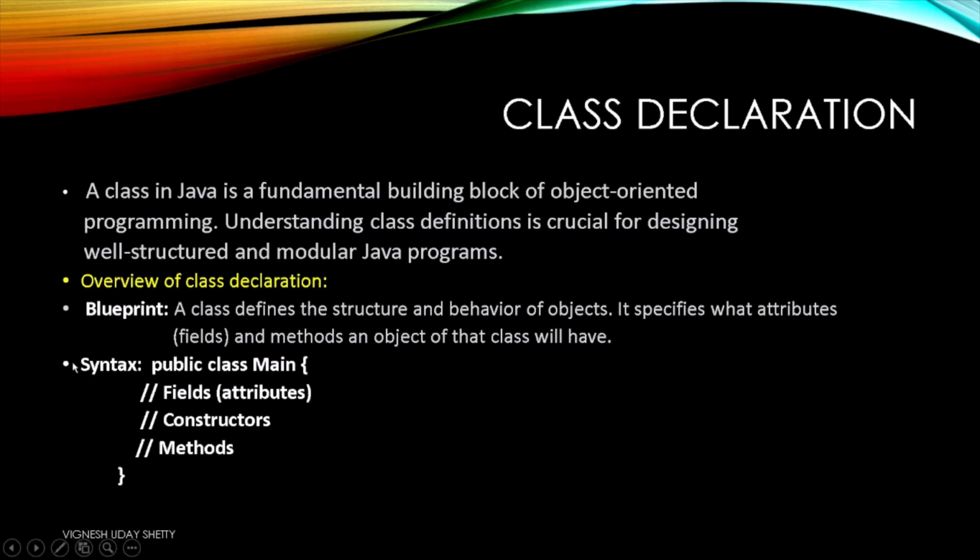Now coming on to its syntax: public class Main, where Main is a class name. Inside this Main class we are going to write the fields, the constructors and the methods. Now the syntax of class declaration: public class Main, where Main is the name of the class and it contains these fields, constructors and methods. Now let us deal with an example.